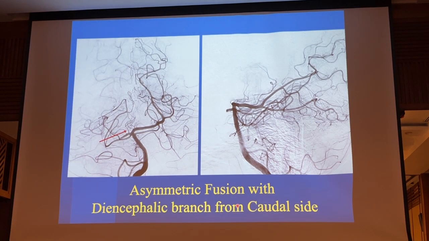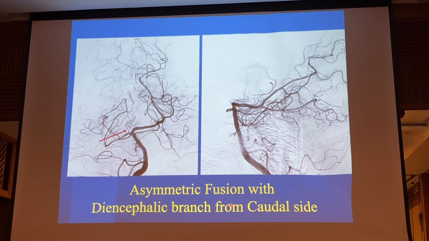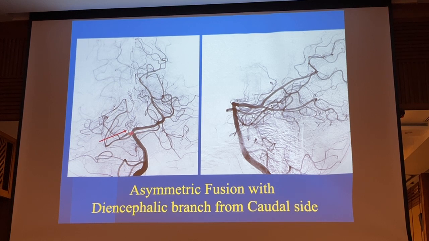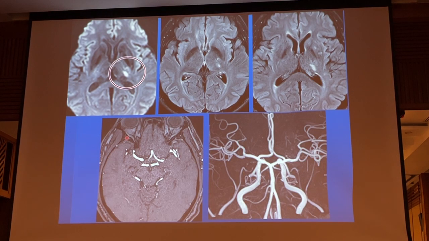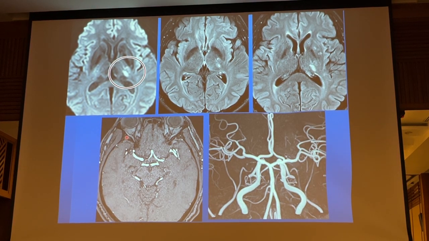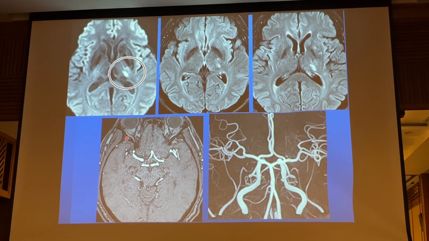Okay, this is one example of one-sided not fused, unilateral, but there's a tiny diencephalic branch coming from the P1 segment of the caudal side. Okay, this patient had a thalamic infarct, unilateral. What do you expect?